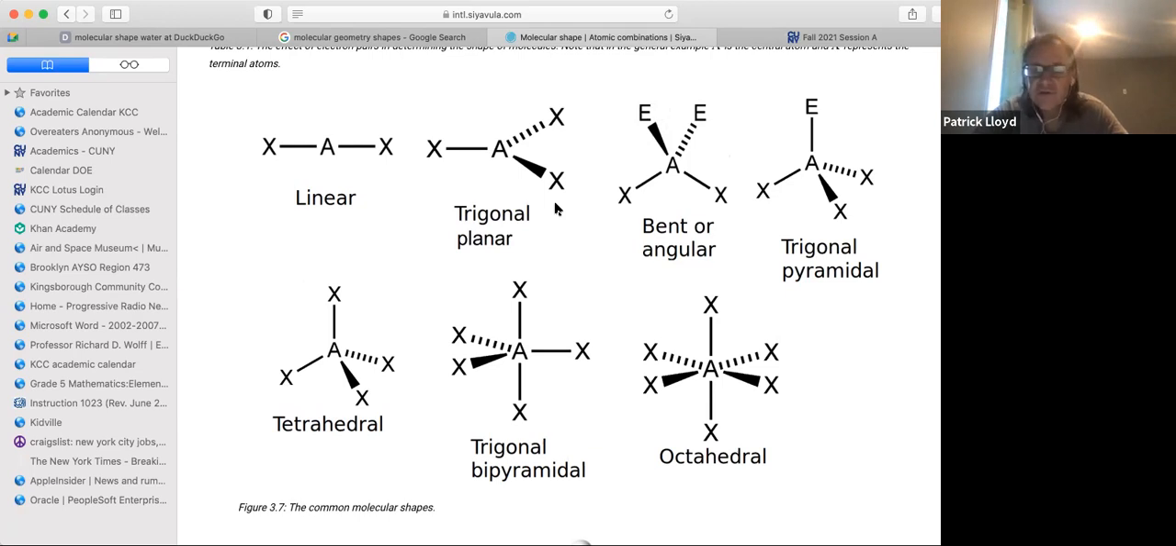Square planar is also a relatively common shape. That one just looks like a little square. So let me show the square planar for you. So this is what you get when you have AX4E2. So essentially what you get is the central atom, and then I'm going to use the dashed wedge.